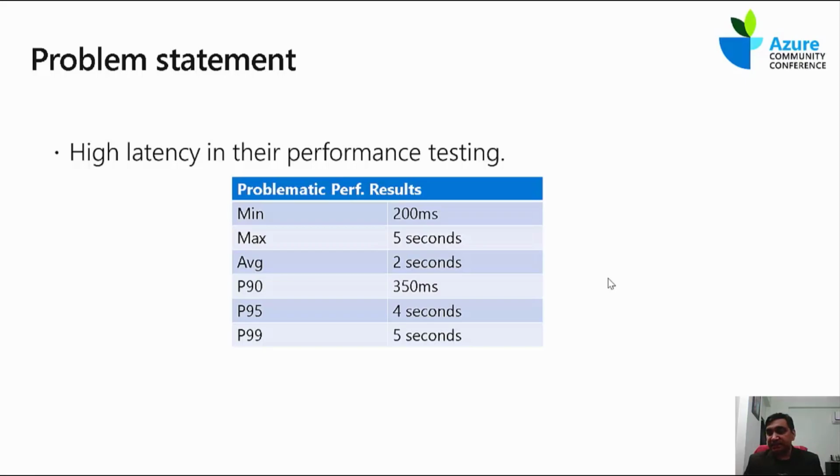So they shared some numbers. These are sample numbers, and you can see that these are pretty weird. 200 milliseconds is too high, and 5 seconds is like, it's not Cosmos DB. So what are the challenges the customer had in terms of improving the performance? That I'm actually going to discuss.